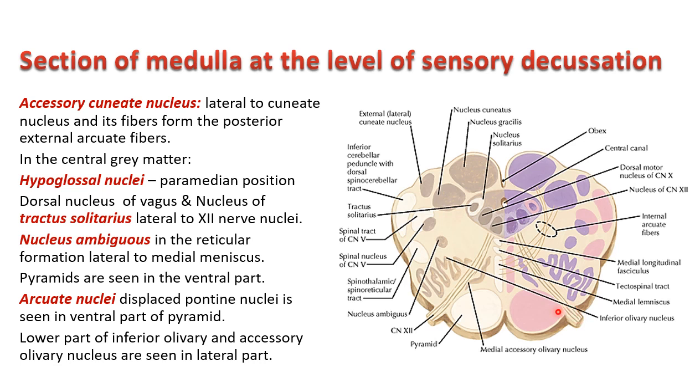Okay, then a small part of the inferior olivary nucleus is also seen. The lower part of your inferior olivary nucleus is seen laterally. Okay, and you also see the accessory olivary nucleus.